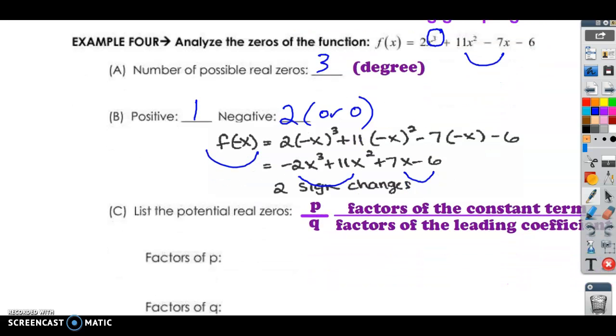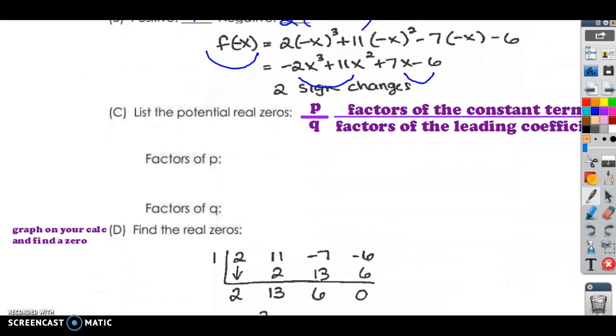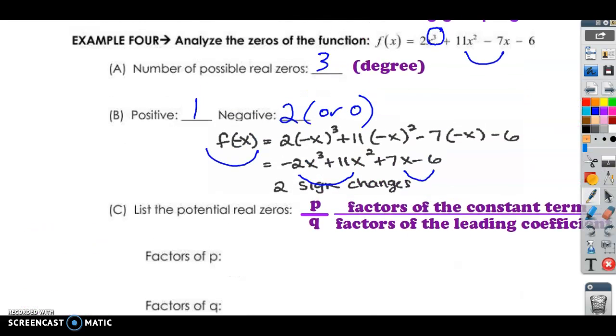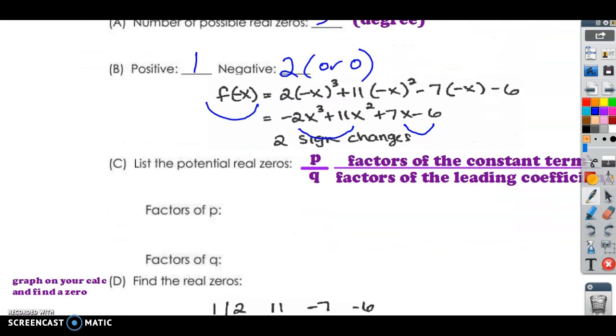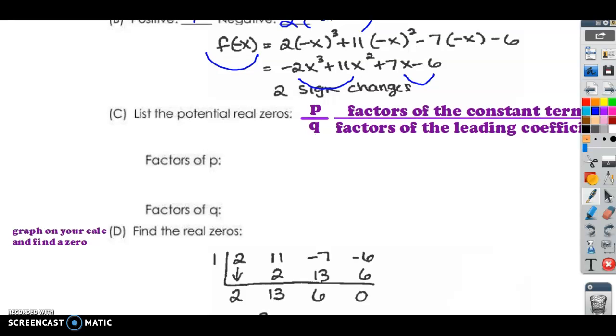Okay, so now let's go ahead and list out the potential real zeros. A lot of people think this is very confusing in Algebra 2, but it's really not. It's the factors of the constant term, which in this case is plus or minus 6, okay, it's the constant at the end, over the factors of the leading coefficient. In this case, it's plus or minus 2. So you can go ahead and list the factors, write your plus or minus first.